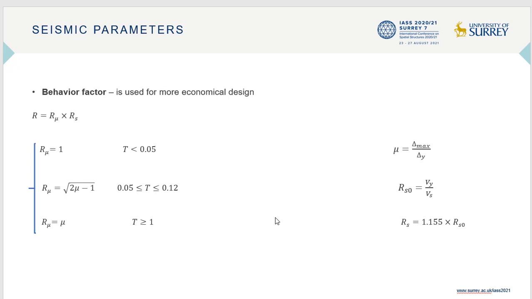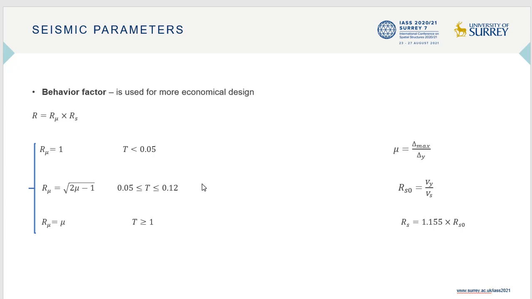The seismic parameters used in this research are as follows. Behavior factor is equal to R mu times Rs. R mu is the ductility reduction factor, and we use the Newmark method for computing this parameter.